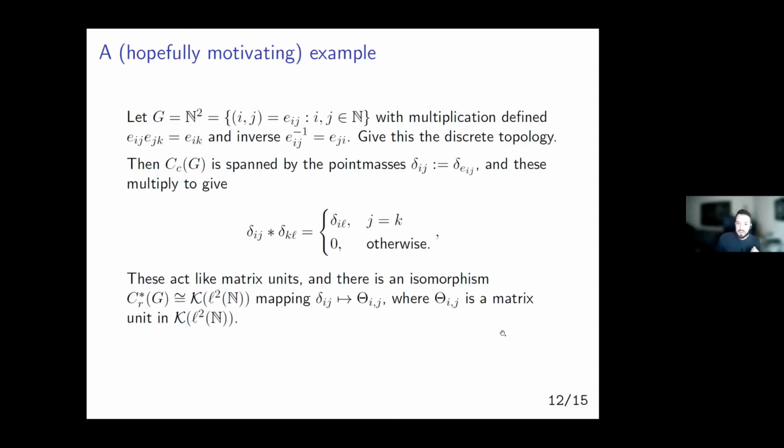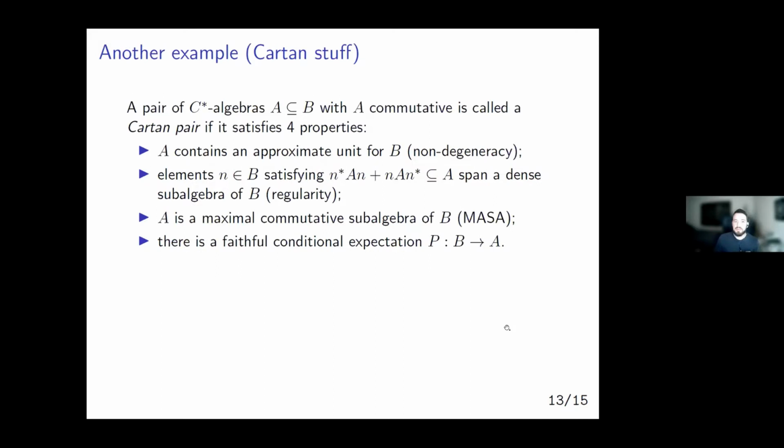Yeah. And in fact, there's another example. This is a fairly heavy result due to Renault in 2008. This was Jean Renault. And he said that if you have a pair of C-star algebras that satisfy some nice properties, and so these properties are, so A is contained in B, so A and B as two C-star algebras.